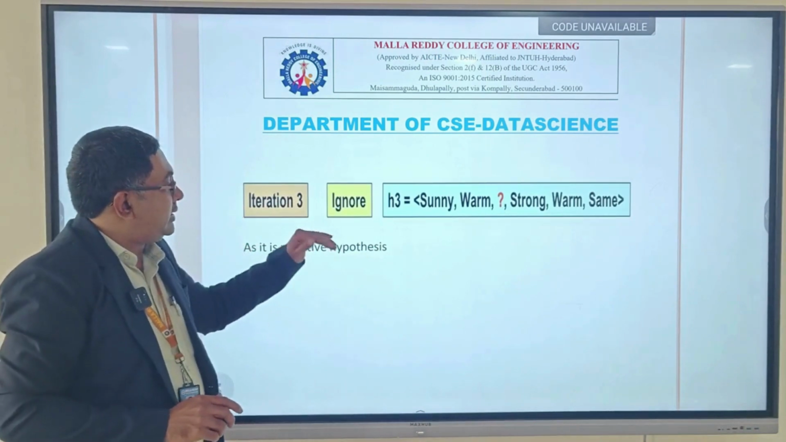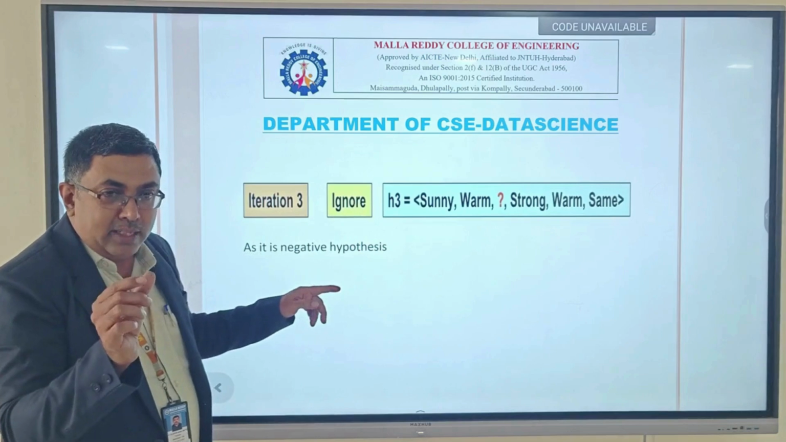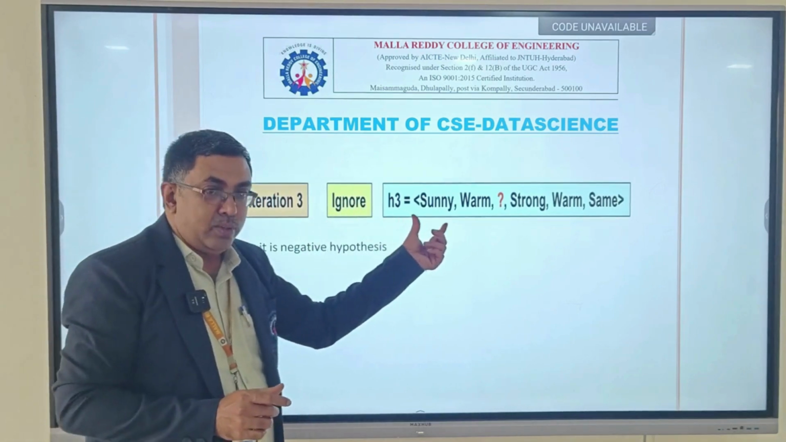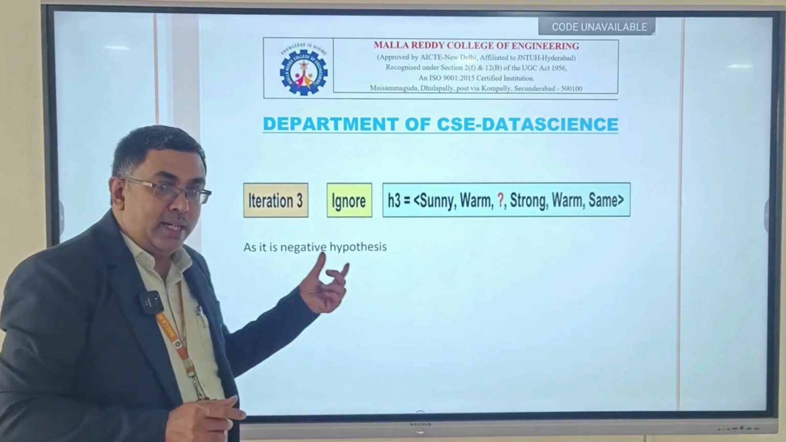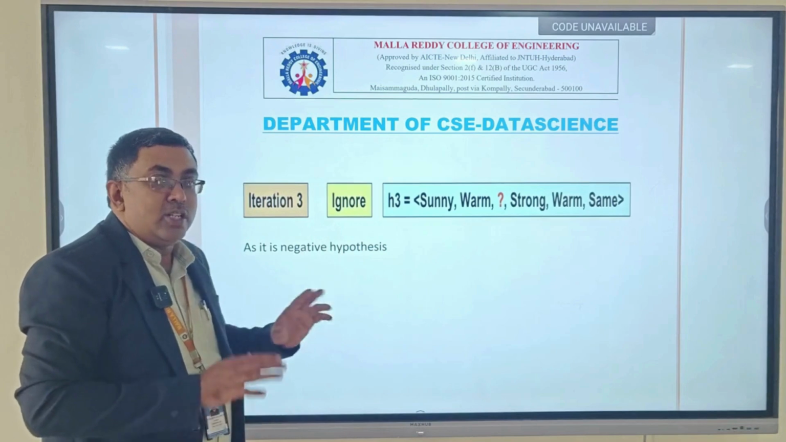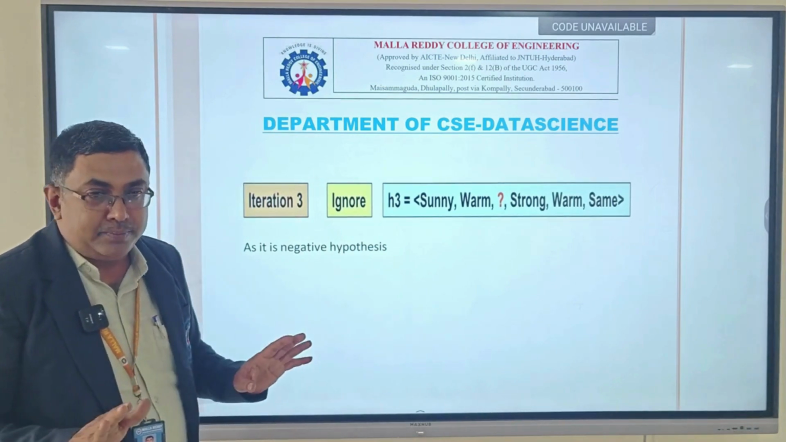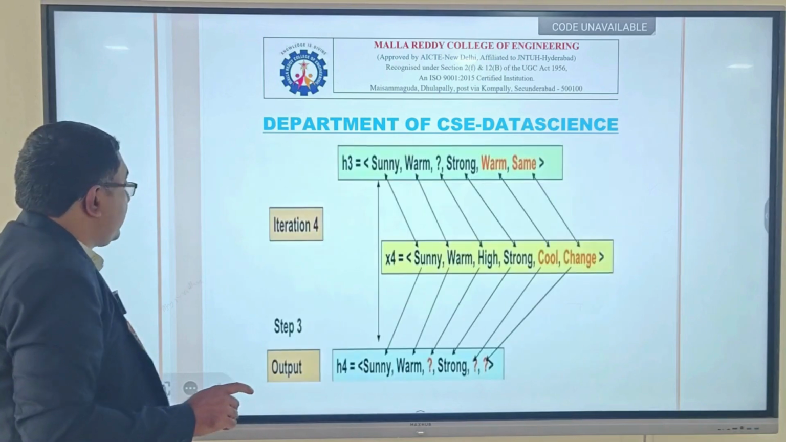Next, this is iteration number 3. But if you look at this training example, the target concept is negative. The output given is negative, no. So as per the Find-S algorithm rule, we cannot consider this training example. I am ignoring training example 3.